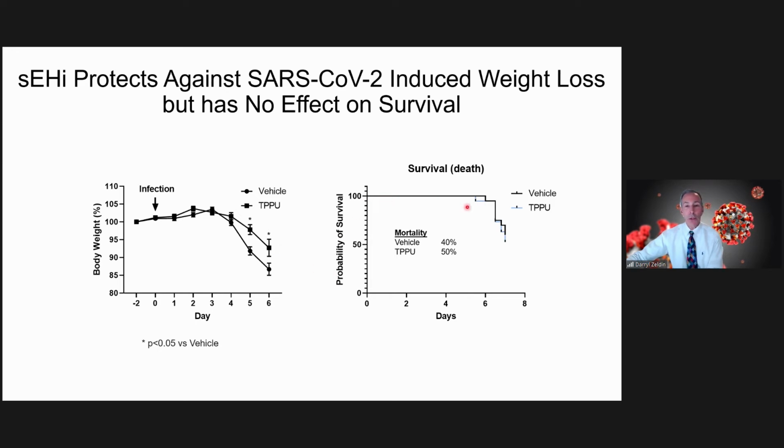However, TPPU did not produce a significant survival benefit, in that 40 to 50% of the mice died on day 7 post-infection in both groups. And this is not unusual in this model of SARS-CoV-2 infection in mice. In fact, there have been very few, if any, therapeutics other than antivirals that have been shown to affect survival.